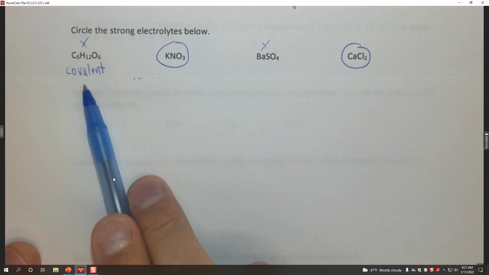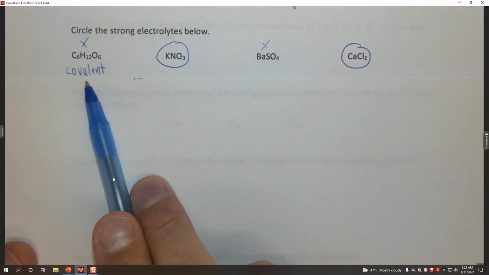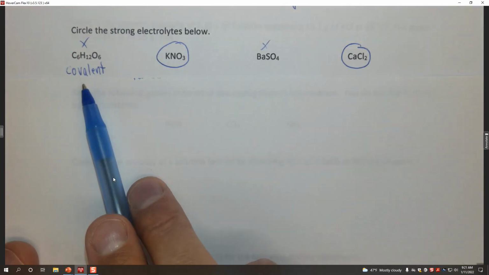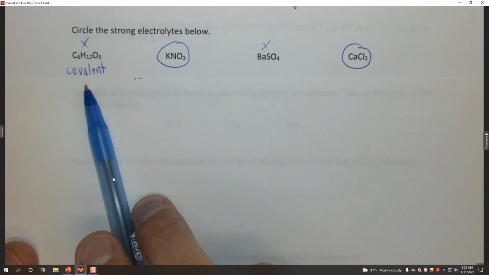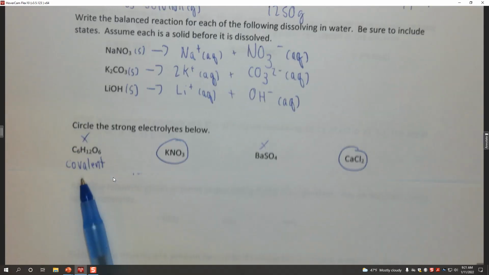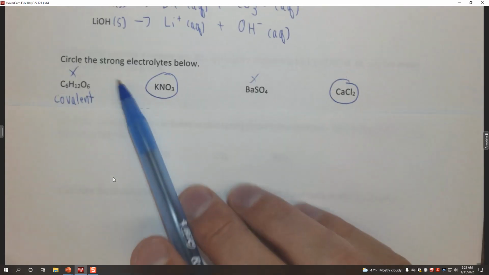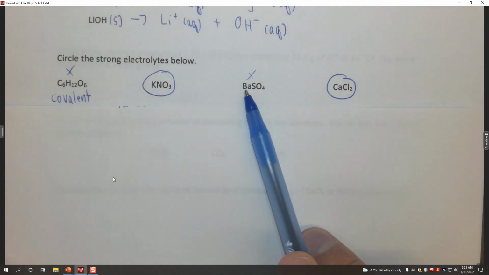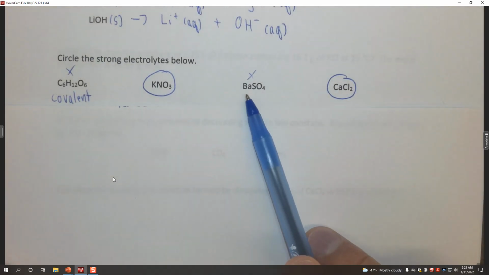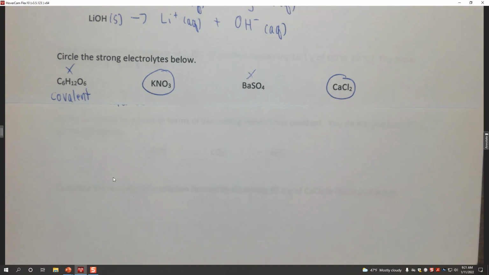So covalent compounds are not going to be strong electrolytes because they don't break up into their ions when they dissolve in water. Again, see the previous question where we talked about how compounds break up into ions when they dissolve in water. And insoluble ionic compounds are also not going to be strong electrolytes because they simply don't dissolve in water, so therefore they can't be strong electrolytes. So compounds that dissolve in water to form ions, which is soluble ionic compounds, are your strong electrolytes.